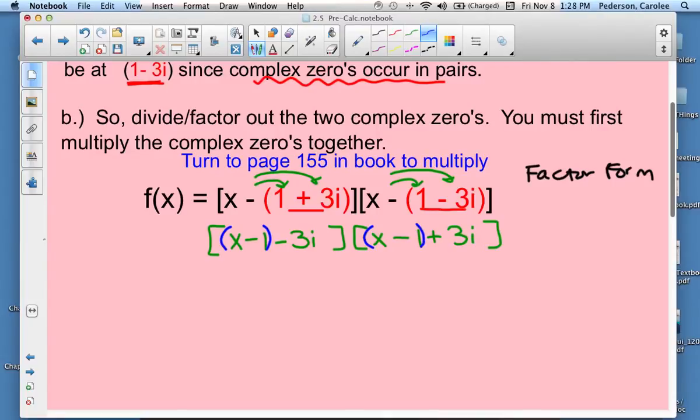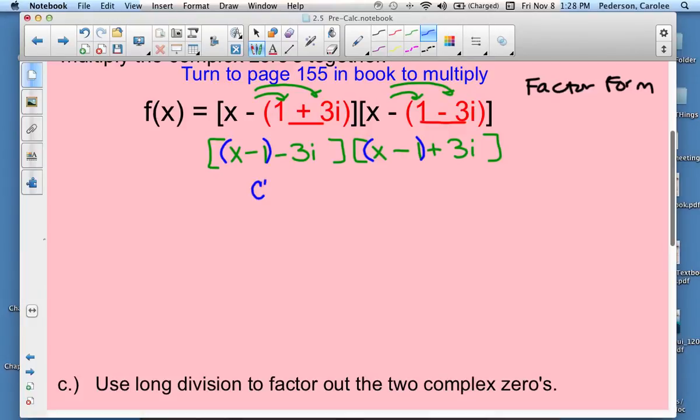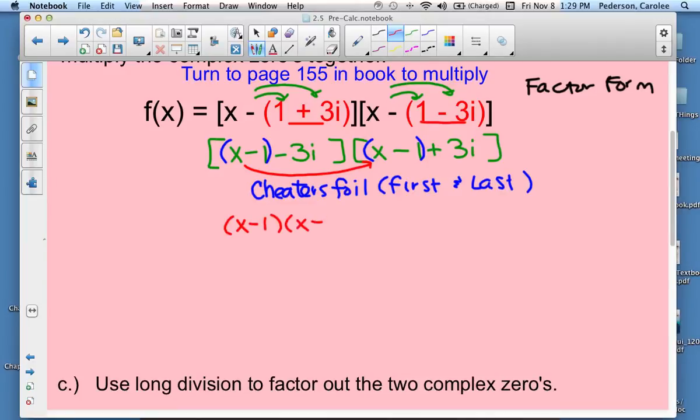Now think of this as like difference of two squares in factored form. If I FOIL this out, my middle terms will always cancel out. So we can save ourselves a little bit of time. We can do cheater's FOIL, where we only have to FOIL the first and the last. So first would be x minus 1 and x minus 1. So you get x minus 1 times x minus 1. And then last would be negative 3i times positive 3i, which is negative 9i squared.